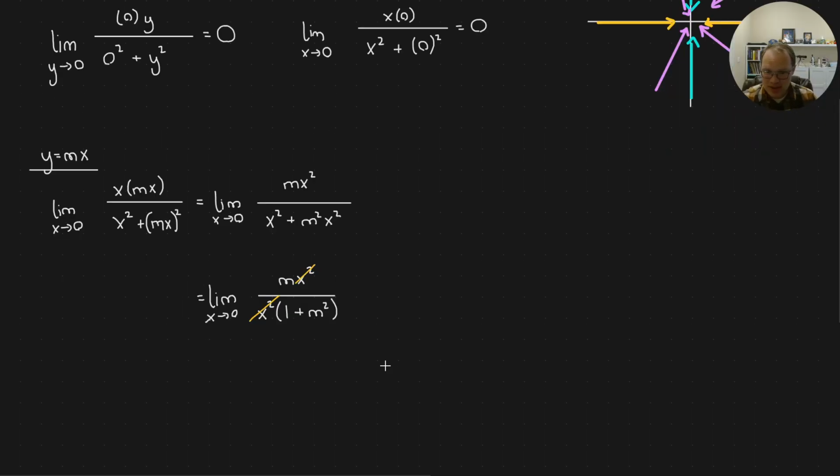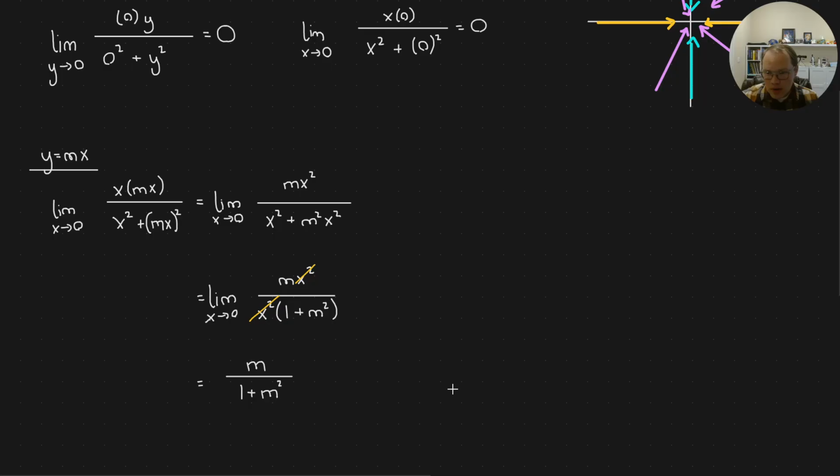Now I could just plug in 0 for all the x's. I don't have any x's left, but if I did, I could plug it in for all the x's, and I would just get m over 1 plus m squared. Okay, that is the limit. For any slope m, that's what I get.